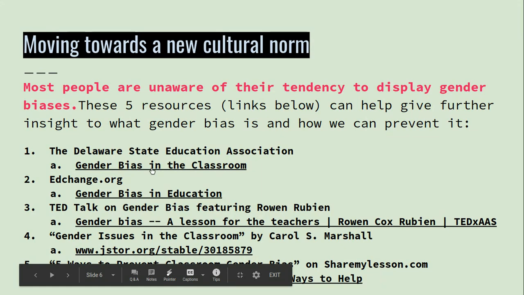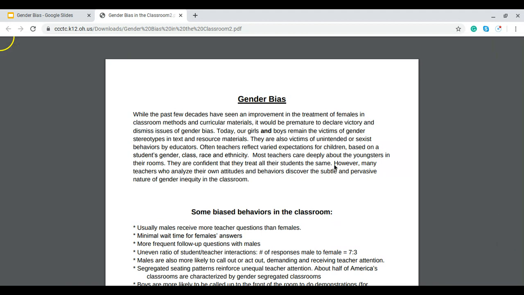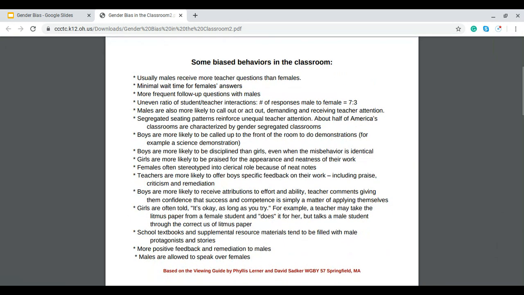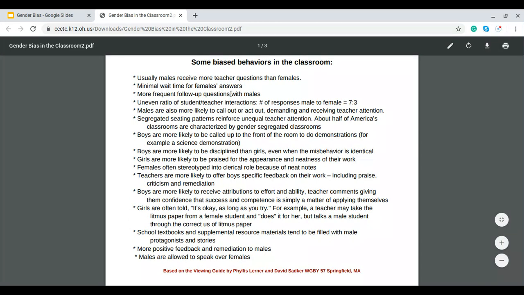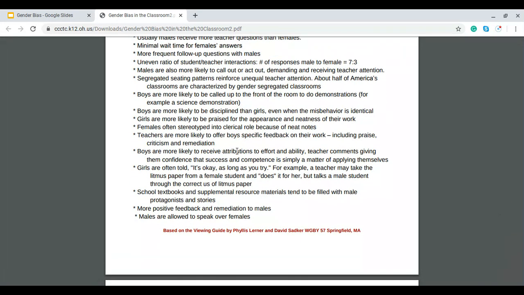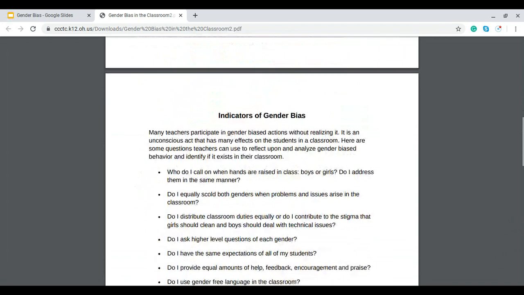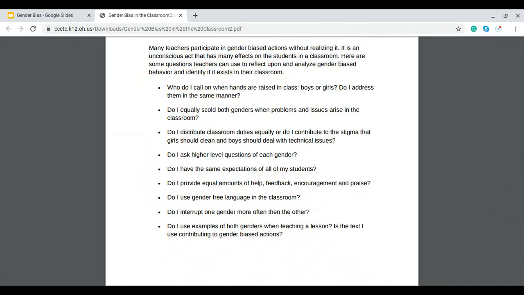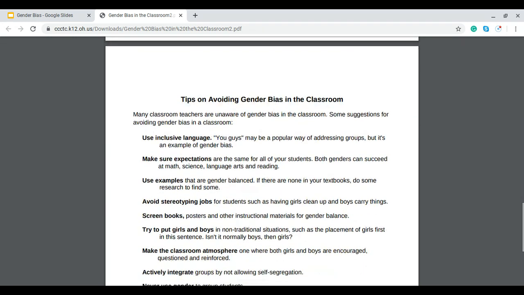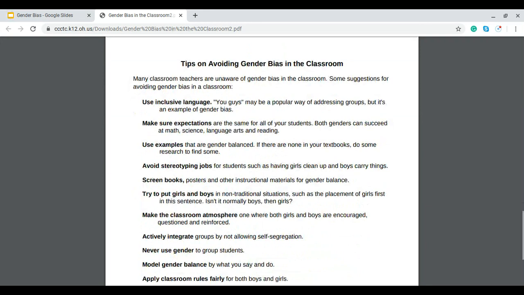Let's take a look at the Delaware State Education Association's paper on gender bias in the classroom. As you can see, this is a great website because it includes examples of biased behaviors such as minimal wait times for female answers and how boys are more likely to receive attribution to effort and ability. Also, indicators of gender bias that we can ask ourselves, such as do I have a higher level of questions of each gender, or do I use gender free language in the classroom, as well as tips for avoiding gender bias in the classroom.